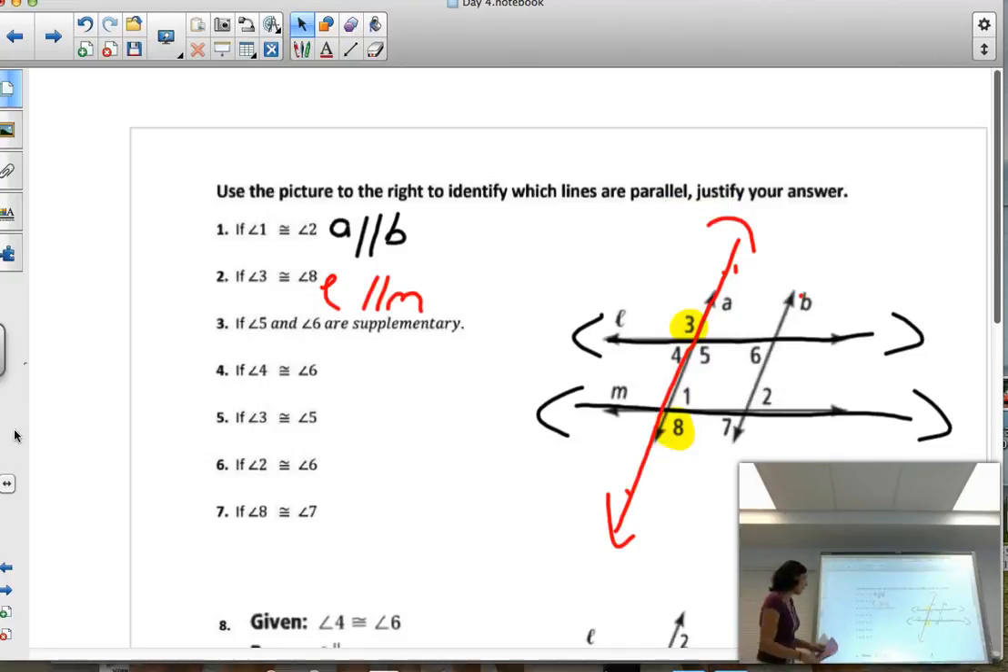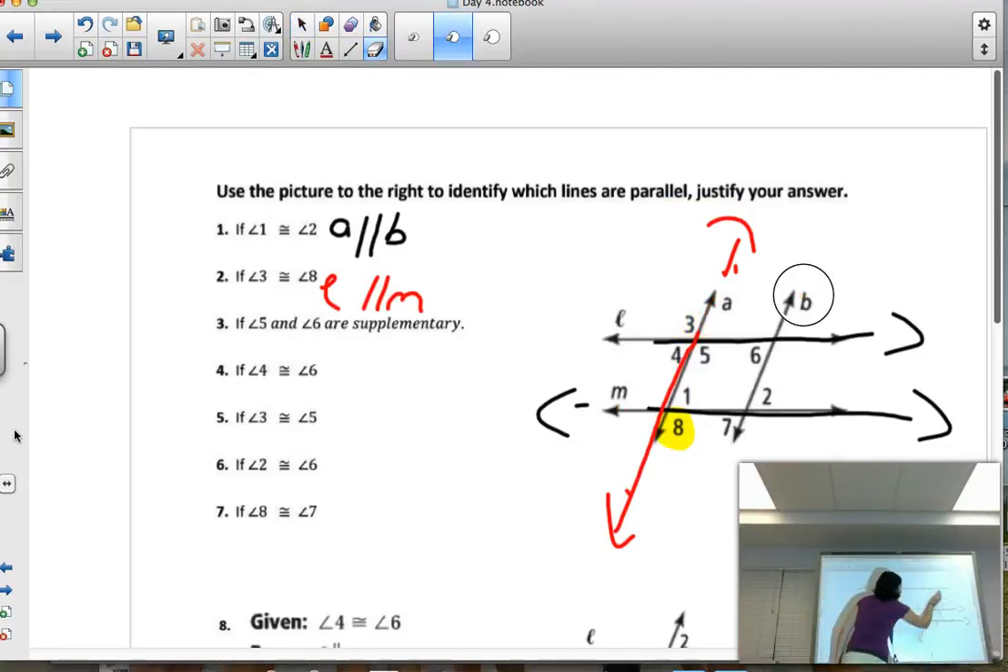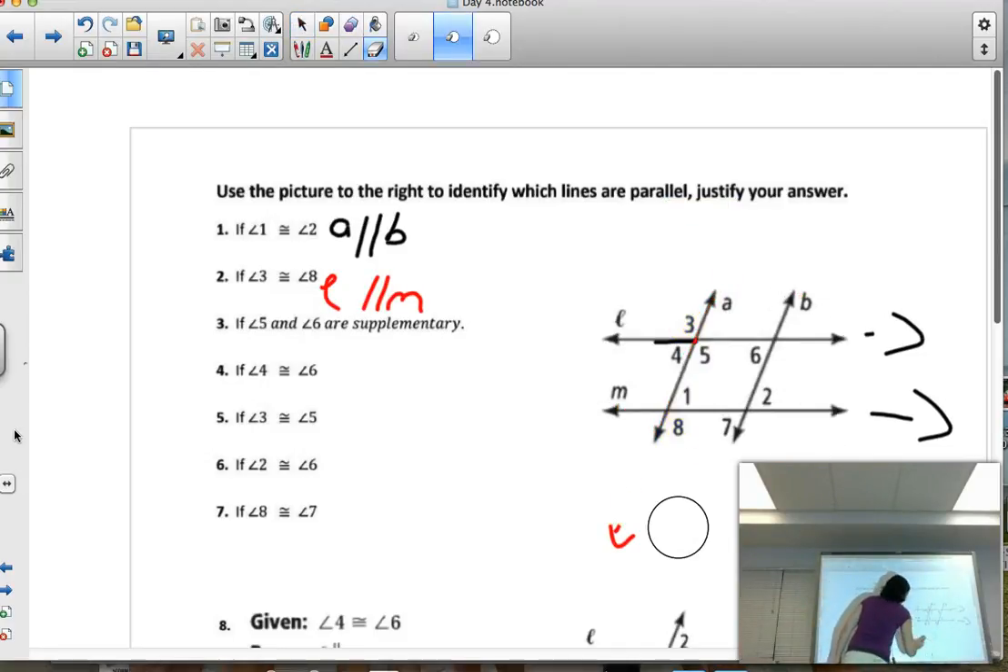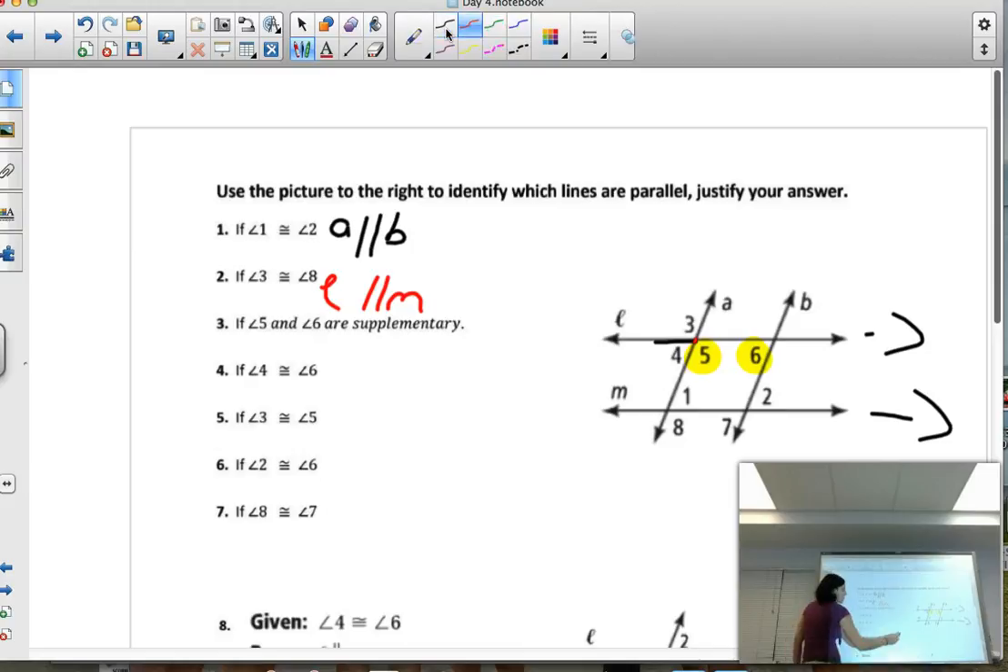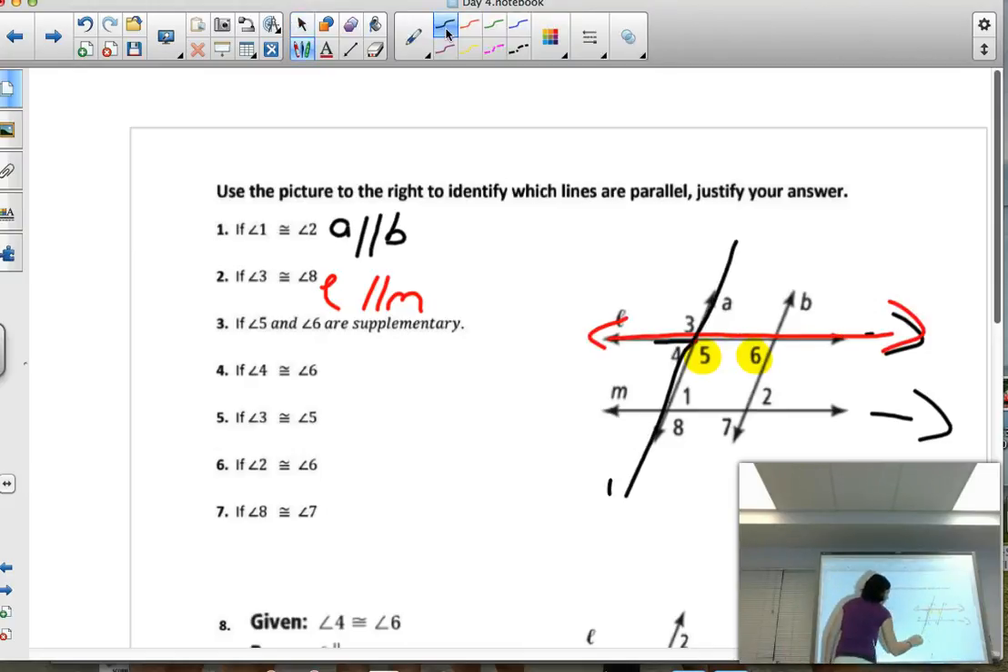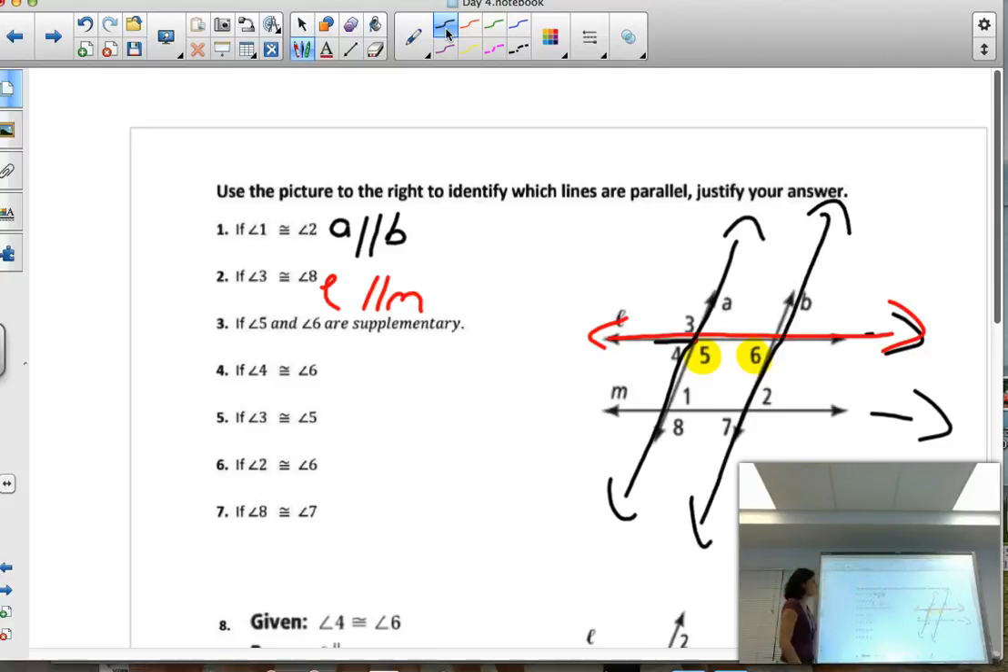Okay, so 5 and 6 are supplementary. So I'm going to draw in my lines that are touching angles 5 and 6. Okay, so which two lines are parallel?